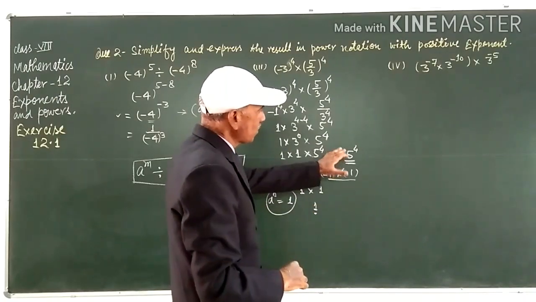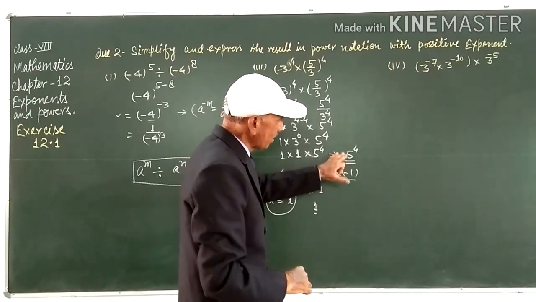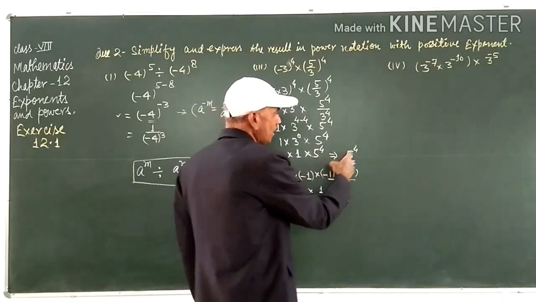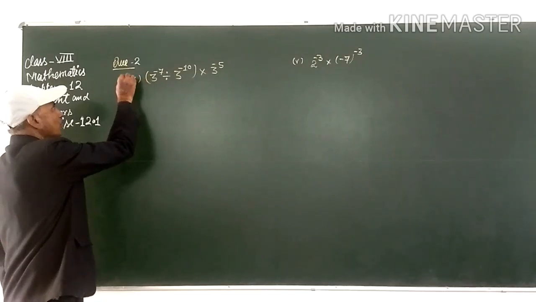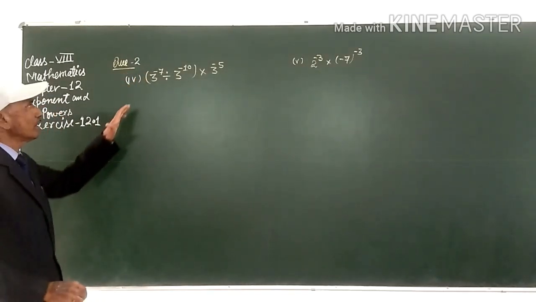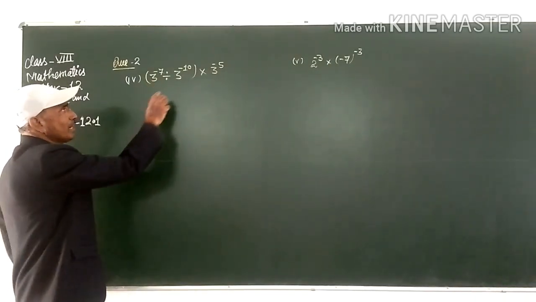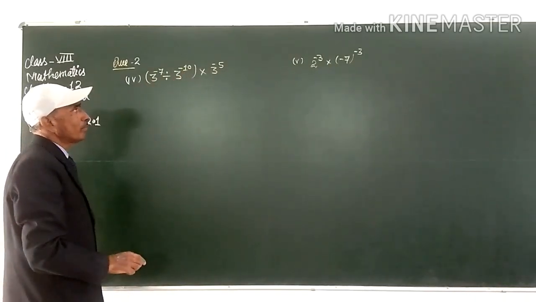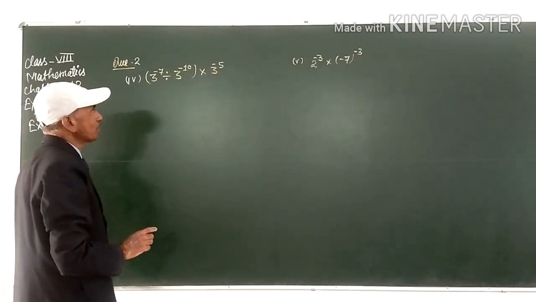This is in exponential form and the power is positive, the exponent on this 5 raised to the power 4. This one is part 4th, question number 2nd, and in this question students, it is 3 raised to the power minus 7 divided by 3 raised to the power minus 10 into 3 raised to the power minus 5.